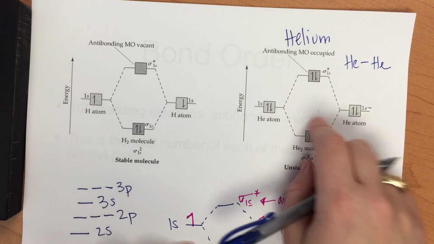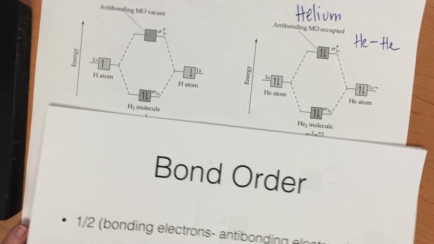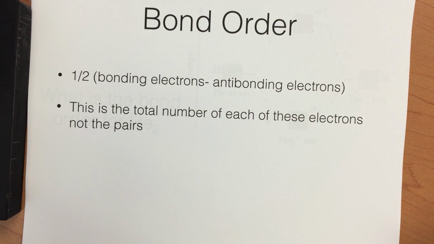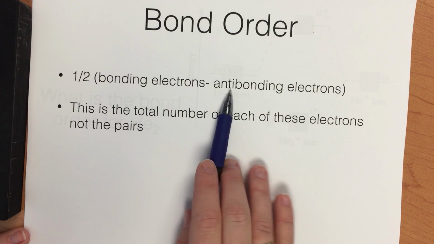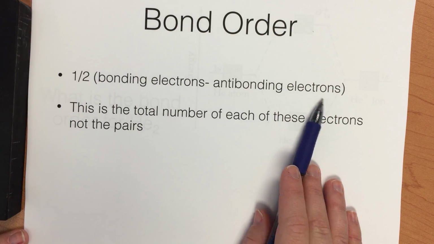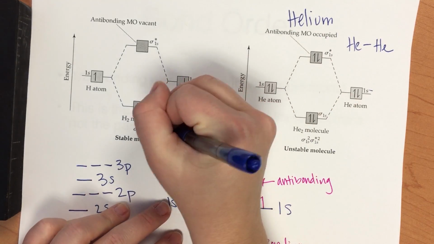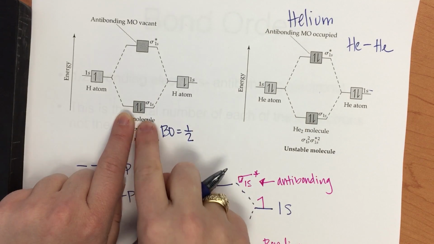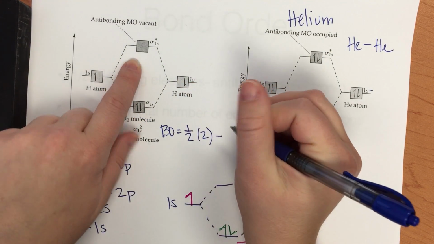Well, we're going to calculate something called bond order. To calculate bond order, it's half of the bonding electrons minus all of the anti-bonding electrons. Okay, that makes sense. So let's go back to our image before. So if we calculate bond order, it equals 1/2 of, for hydrogen, there are 2 bonding electrons, minus 0 anti-bonding electrons.